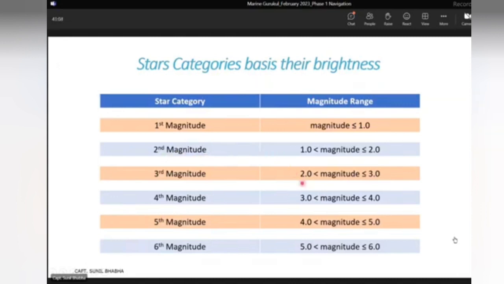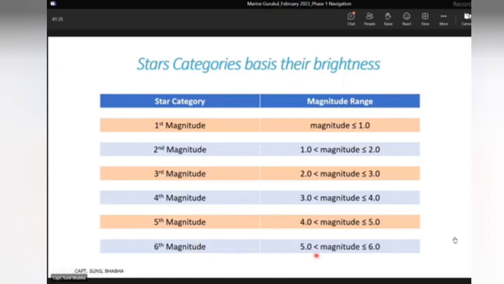Now, after this, stars having magnitude greater than 2.0 and less than or equal to 3.0 fall under the category of third magnitude stars, and so on. Stars having magnitude greater than 3.0, less than or equal to 4.0, are fourth magnitude. Stars having their stellar magnitude greater than 4.0, less than or equal to 5.0, are fifth magnitude, and so on.